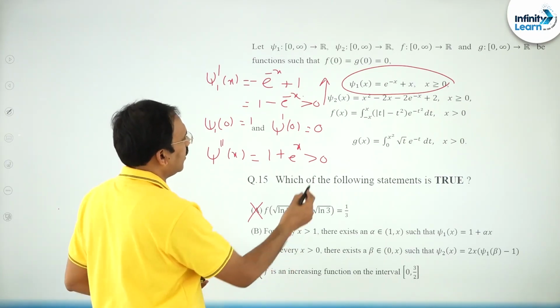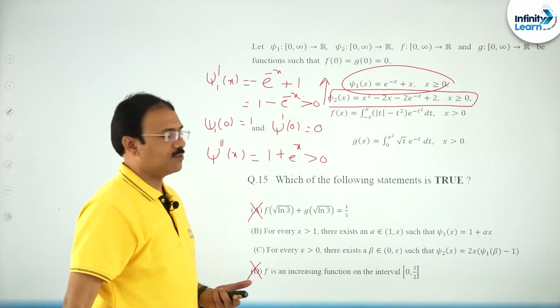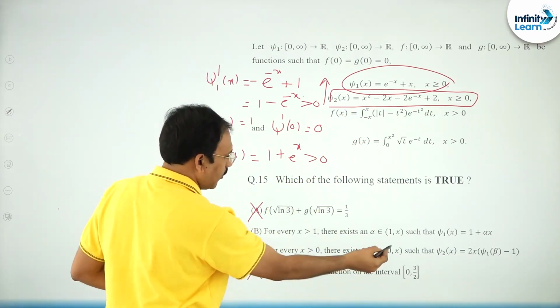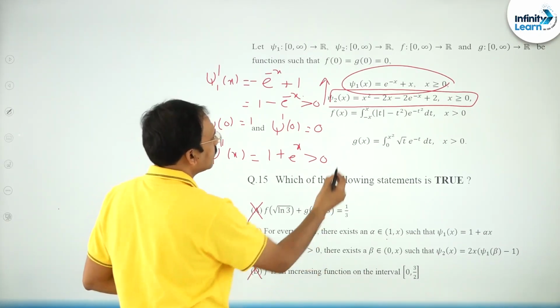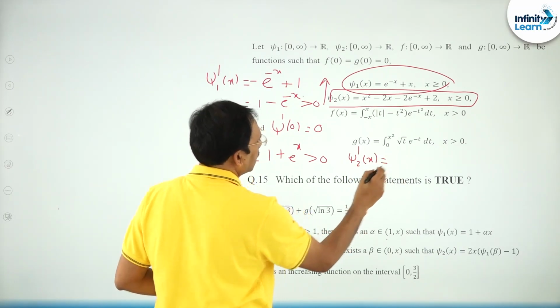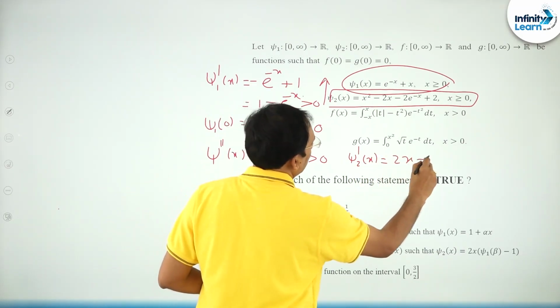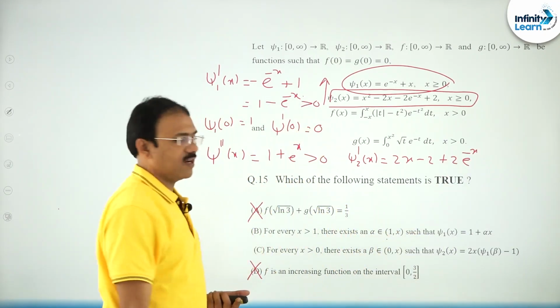In the same way, you consider the psi 2 function also, psi 1 and psi 2. You just see, this is all about psi 1, option B, and psi 2 is about option C. You see the psi 2 function also, psi 2 dash of x, you see it is 2x minus 2 plus 2 e power minus x, is the derivative.